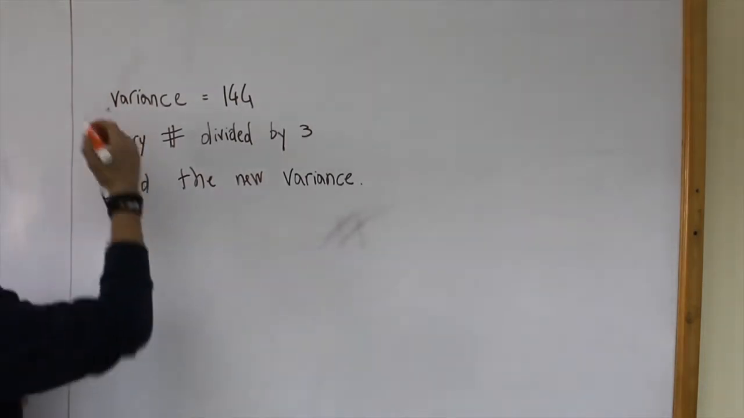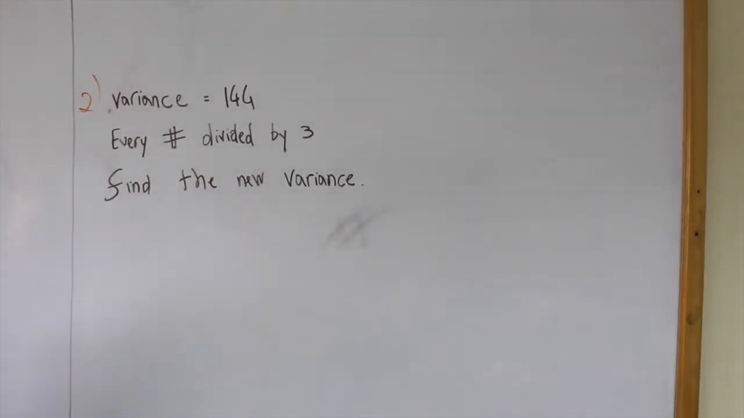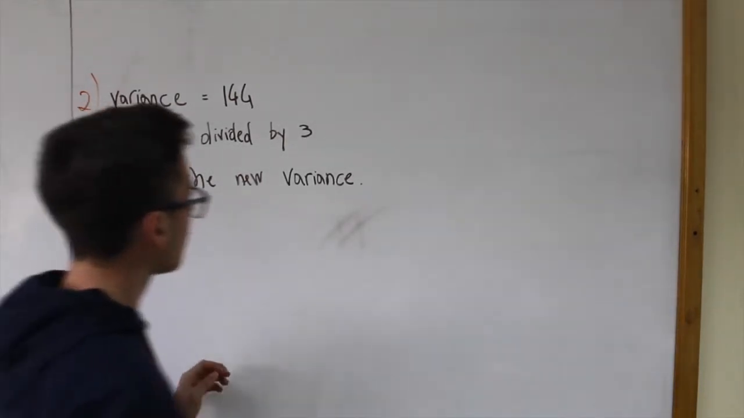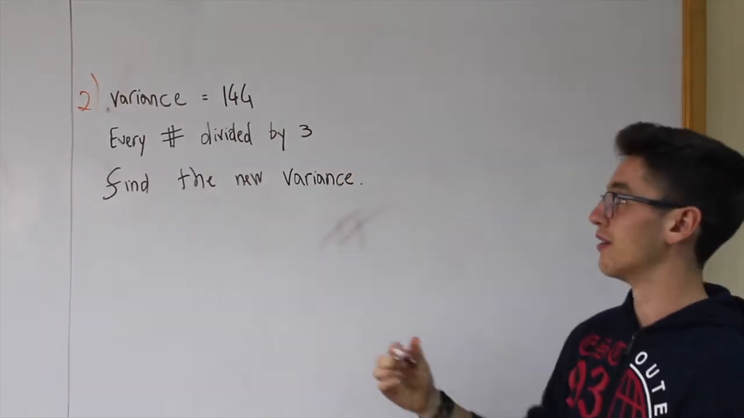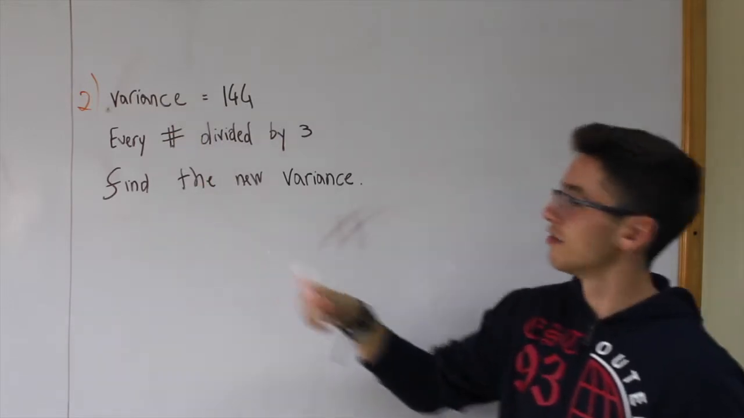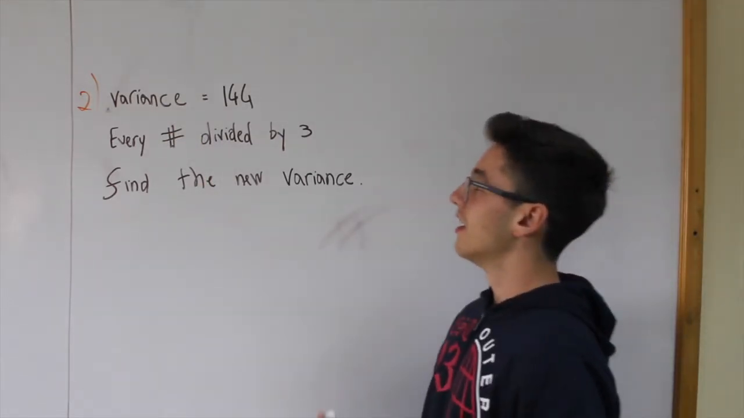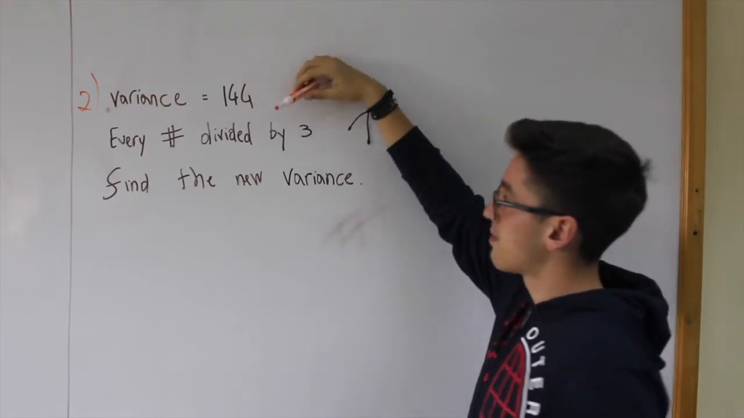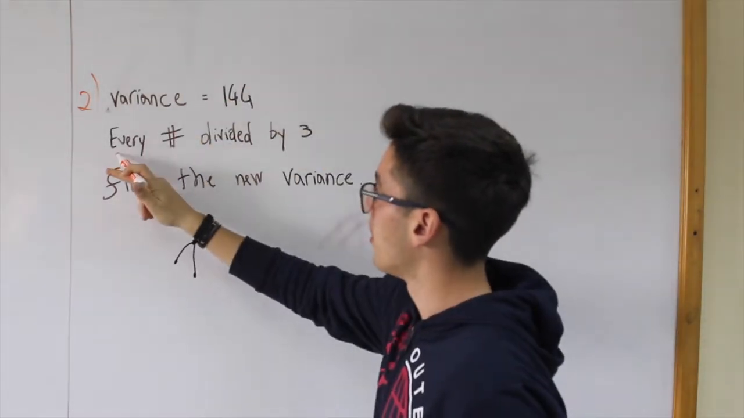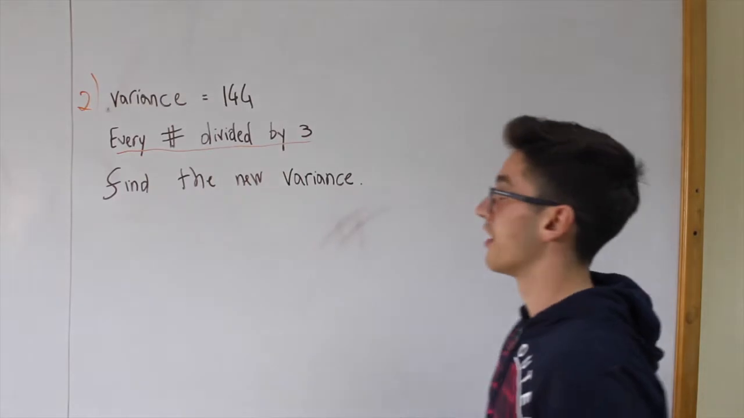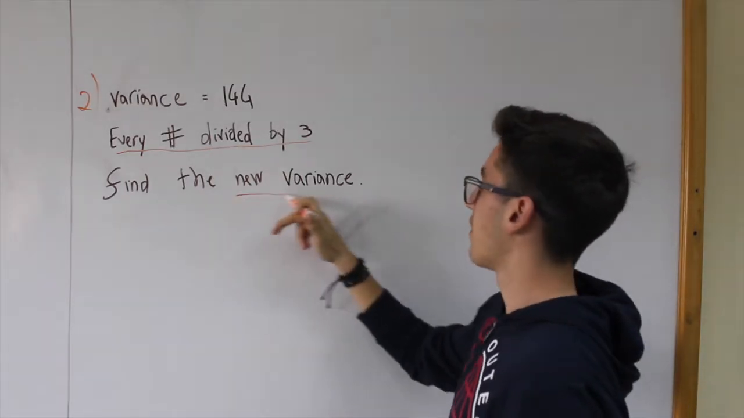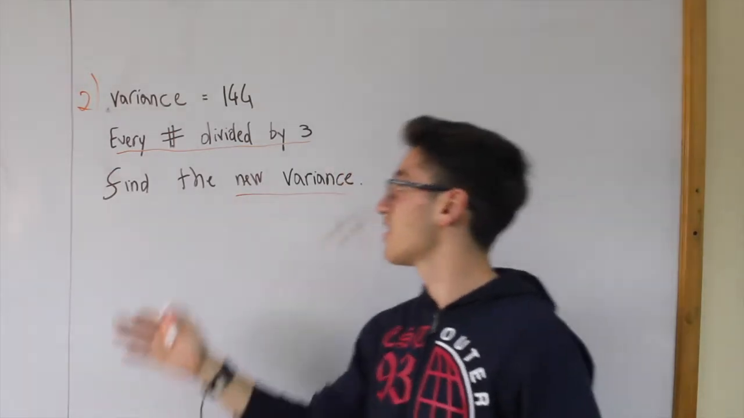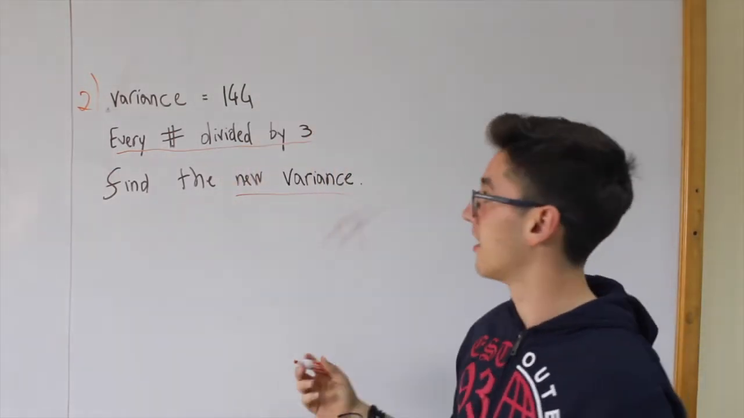Alright, so this is the second question that you guys might be struggling with, and this is pretty similar to the first one, except that it's the other way around. So it deals with variance, and you just have to work your way around it. The question gives you that the variance is 144, and then they state this piece of information. Every number in the data set is divided by 3. So find the new variance. So right now we're dealing with division, and instead of them giving us the standard deviation, they're giving us the variance of the original data set.